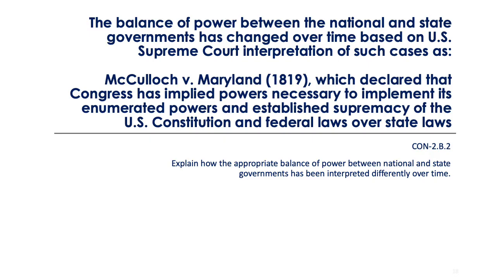So kind of going off that enumerated clause and the necessary and proper clause, there is a Supreme Court case, McCulloch versus Maryland from 1819, which declared the finding, and the ruling was that Congress has implied powers necessary to implement its enumerated powers and establish supremacy of the U.S. Constitution and federal laws over state laws. So making sure that Congress had that clause, the elastic clause, necessary proper clause, and the supreme law of the land.